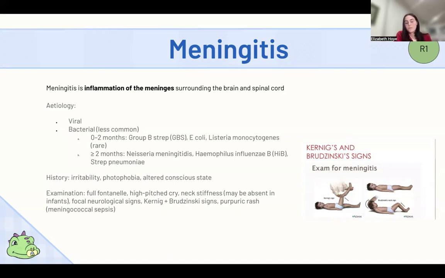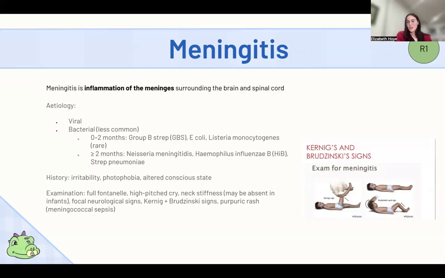So for newborns or neonates, young infants from 0 to 2 months old, a lot of the causes of meningitis are group B strep, E. coli, and listeria. And then once they're 2 months or older, it goes back to being the more common causative organisms. On history, especially for a neonate, it can be quite difficult to figure out if it's meningitis, but some signs and symptoms might be irritability, photophobia, and having a slightly altered conscious state.